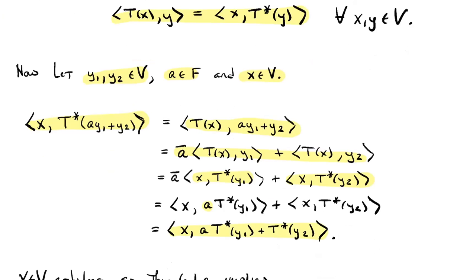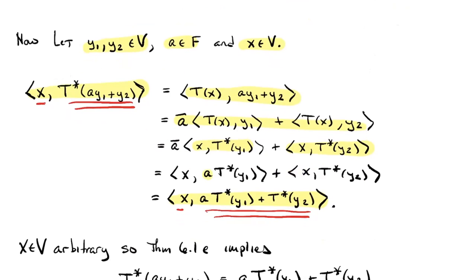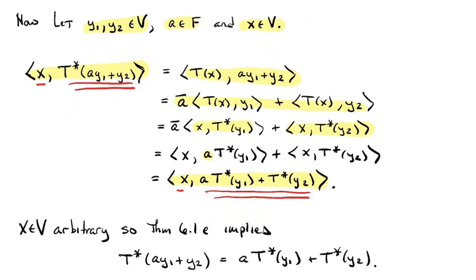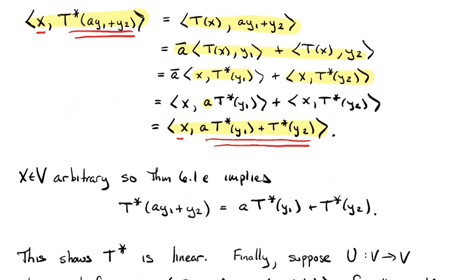And now comparing the first expression to the last expression, for any x, the inner product of x with T star of that linear combination is the same as the inner product of x with the linear combination of the T stars. So another application of Theorem 6.1e says that those things have to be equal to each other, right? Two vectors that have the same inner product with x for every x are equal to each other. That's Theorem 6.1e, using it a lot here. Okay, so T star is linear.